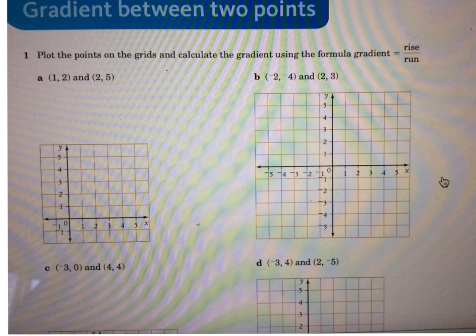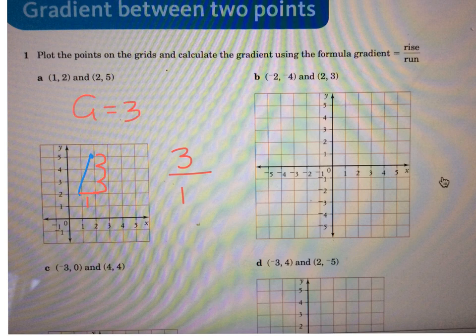All right, looking at the gradient from 2 points, the first thing that you need to do is you actually have to mark out those 2 points. So I've got (1, 2), so I'm going to put my first point there, and (2, 5), I'm going to put my second point there, and then I'm going to draw a line in between them. I'm trying to find the gradient. So then I go, all right, what's the rise? 1, 2, 3, over the run, which is 1, 3 over 1, so the gradient equals 3.